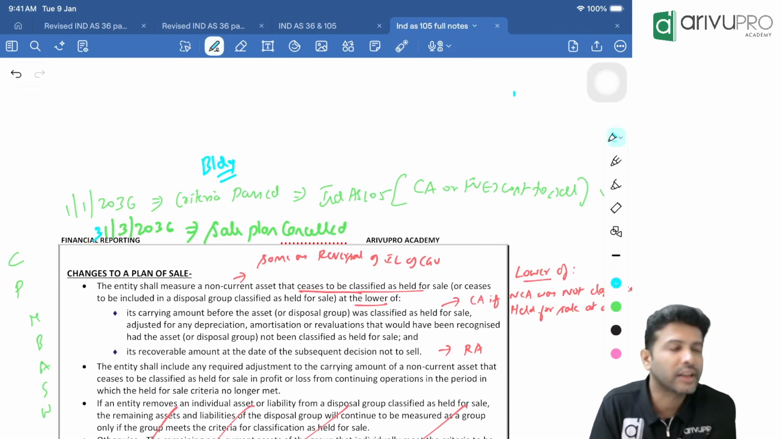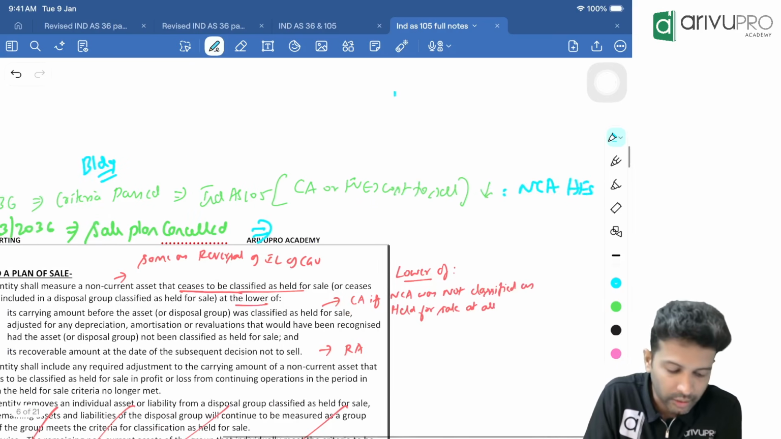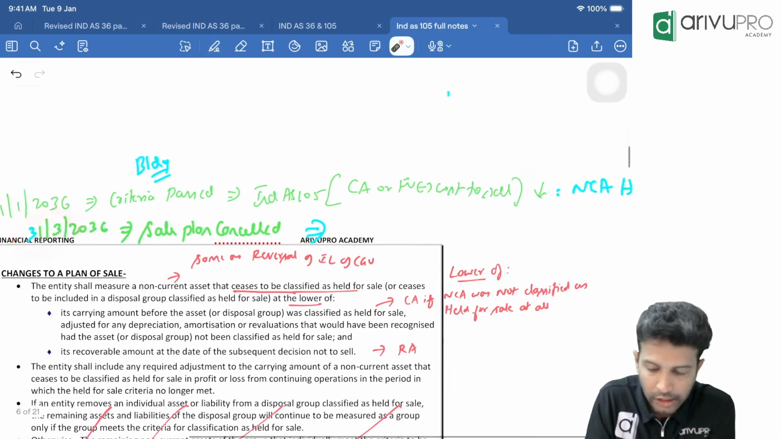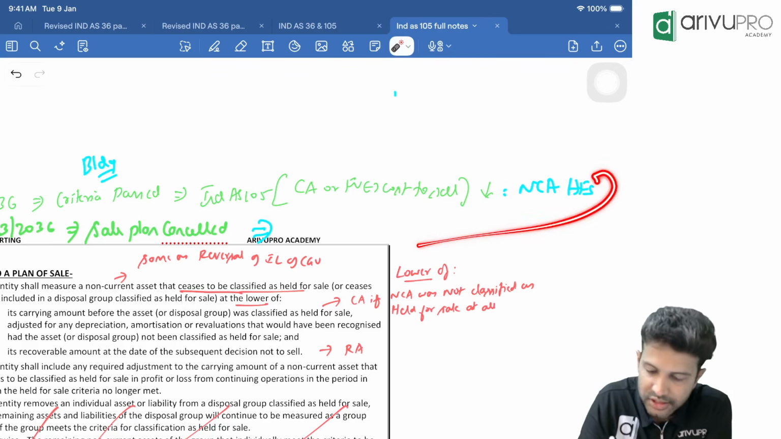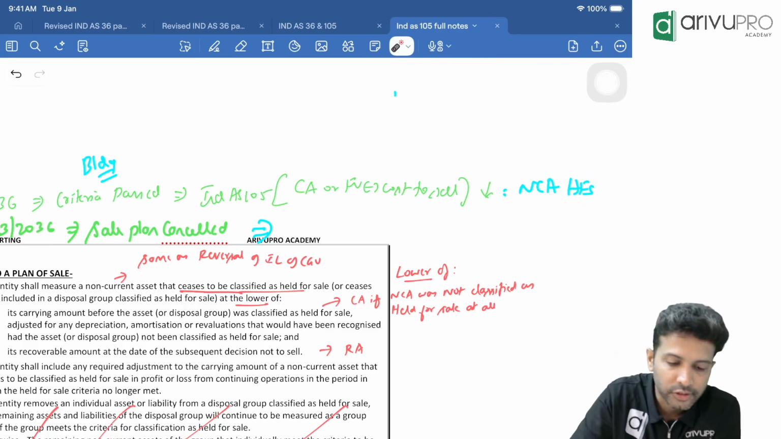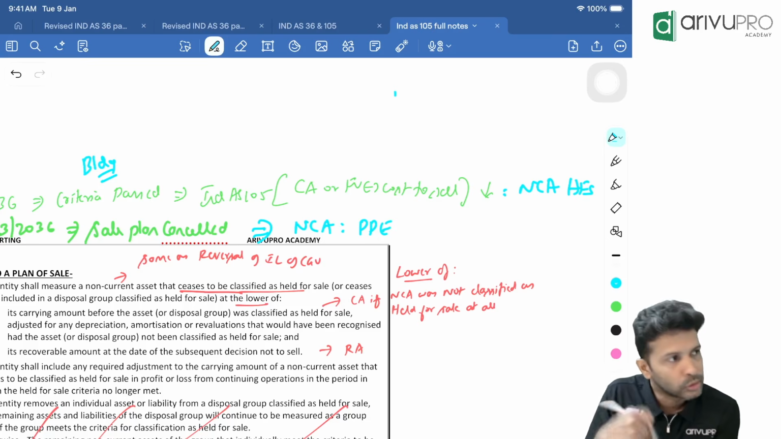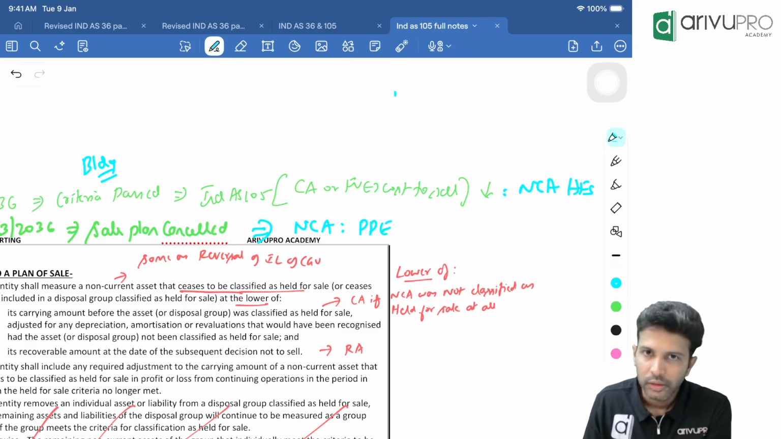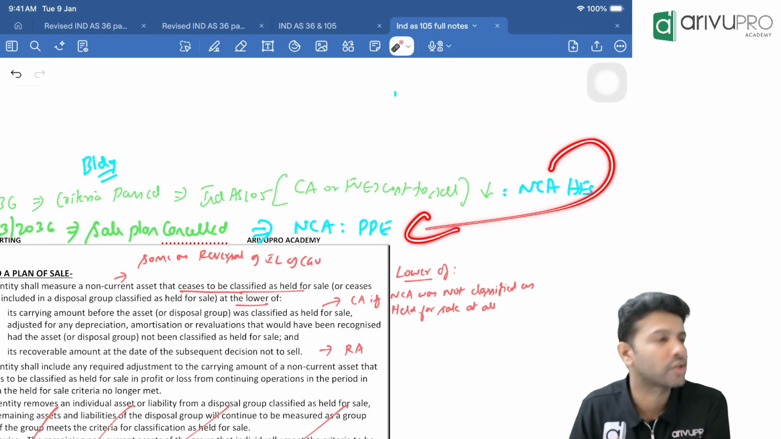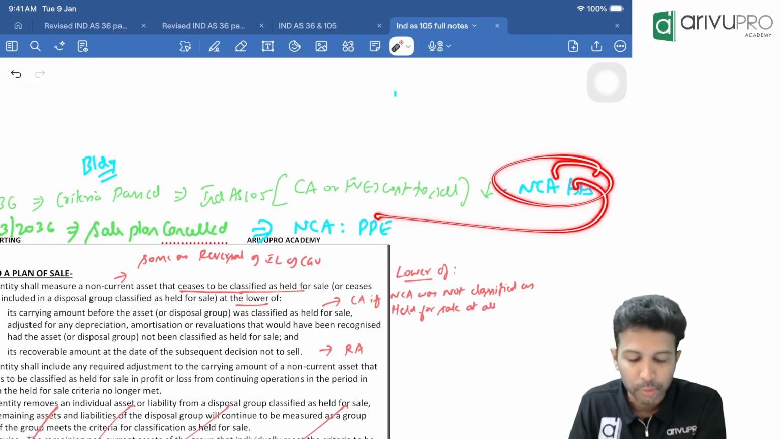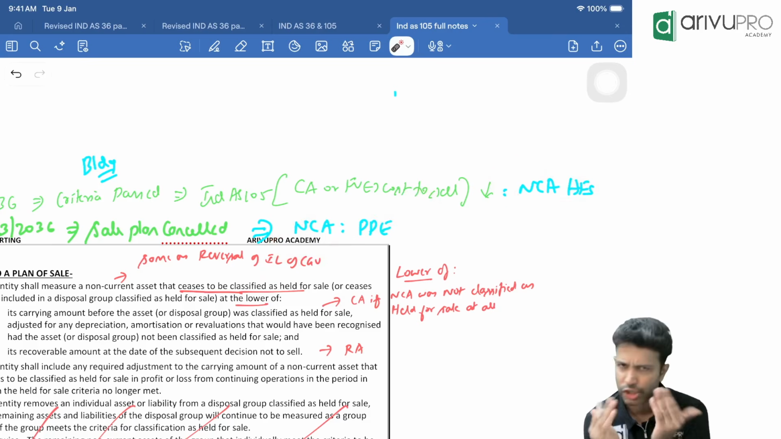Okay. Now, on 31st March, if the sale plan got cancelled, what do you have to do? Going forward, on 31st March, will you still show this asset in your balance sheet as non-current asset held for sale? No. You will have to change the classification. From non-current assets held for sale, you will show this as a non-current asset under PP&E. Fine, people. So this is the first observation. You need to change the classification of the asset. That's a category change you will do.